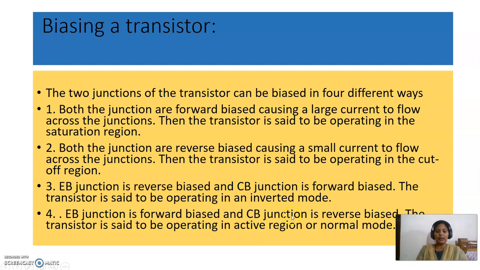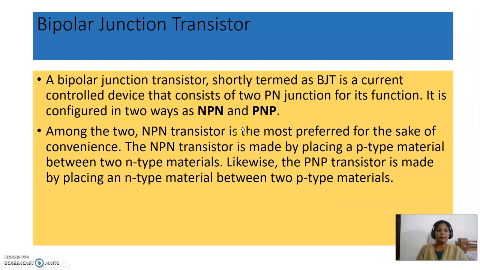In this topic on the BJT, we will discuss only the active region or normal mode, that is, emitter base junction forward biased and collector base junction reverse biased. In normal mode we will discuss the BJT, the bipolar junction transistor. In a BJT, the current controlled device consists of two PN junctions, and it can be configured in two ways, NPN and PNP. Among these two transistors, the NPN transistor is more preferred and convenient.